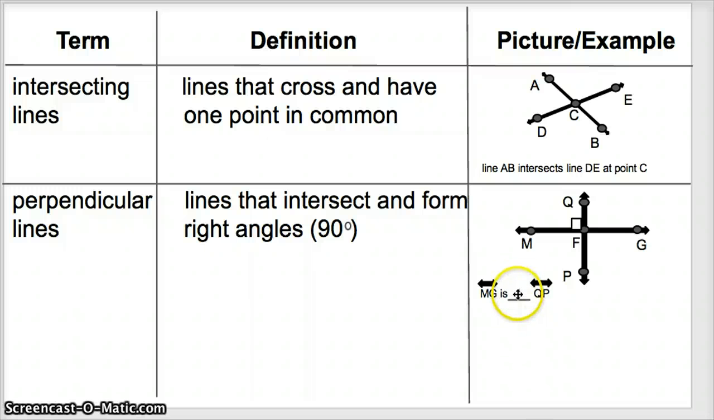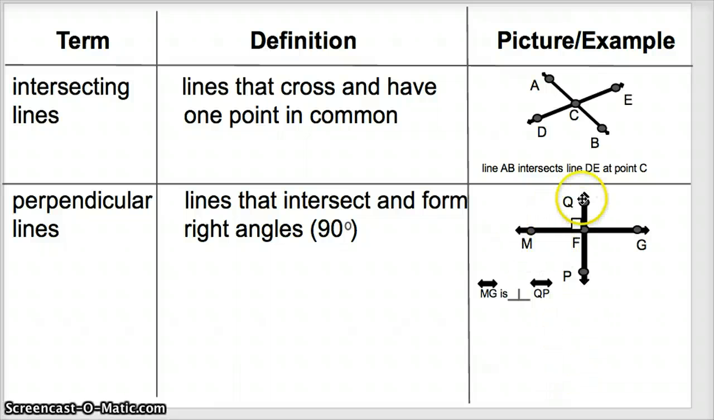So two lines that are touching each other, straight up and down. MG is perpendicular to QP. That little box that's right here, this little half a box, is what tells you it is a 90-degree angle for sure. If you see this symbol, that means it is a 90-degree angle. It won't always be there. Sometimes you just have to look at the picture and tell, or measure it yourself. This means 90-degree angle.